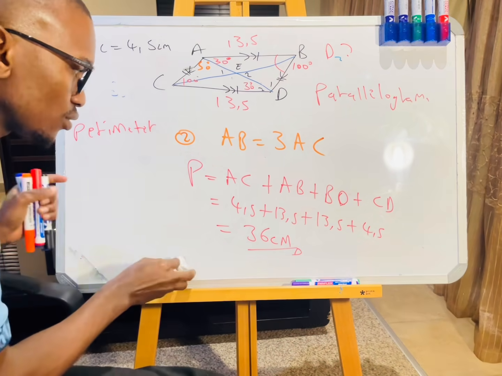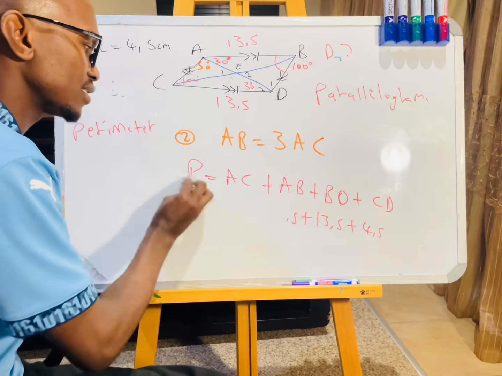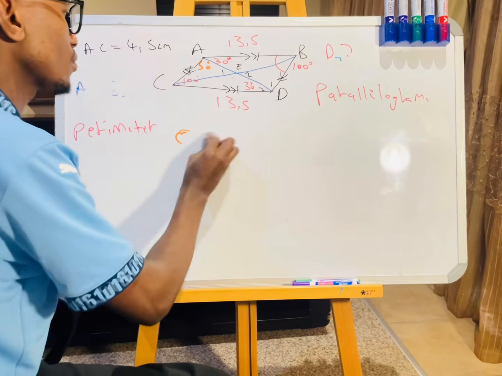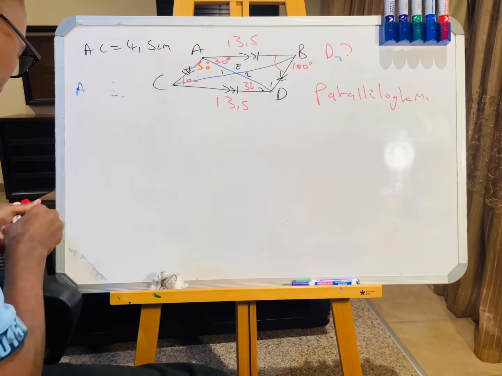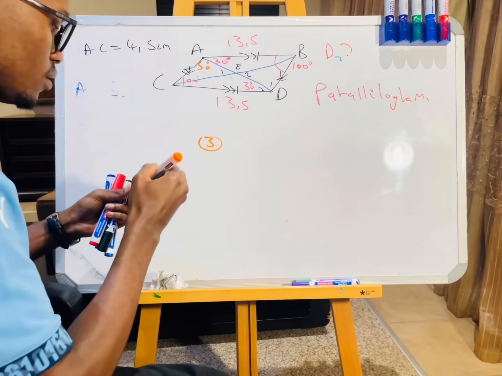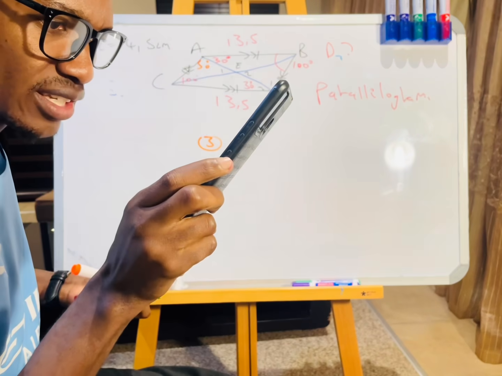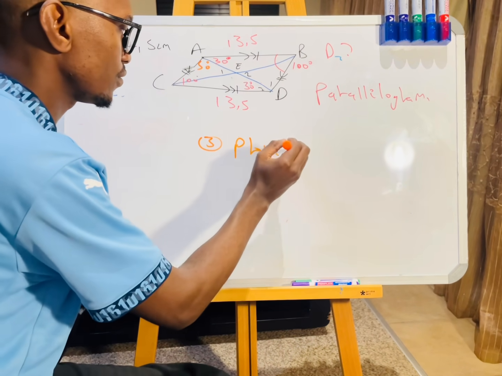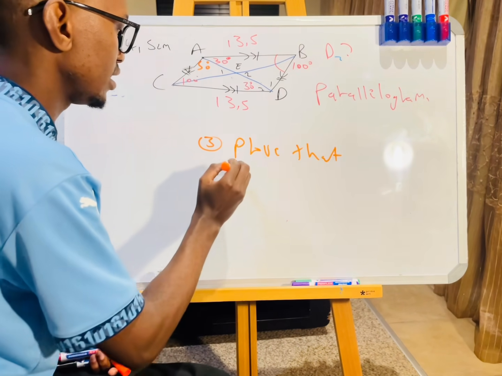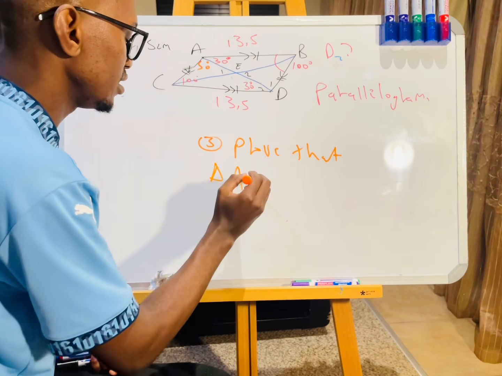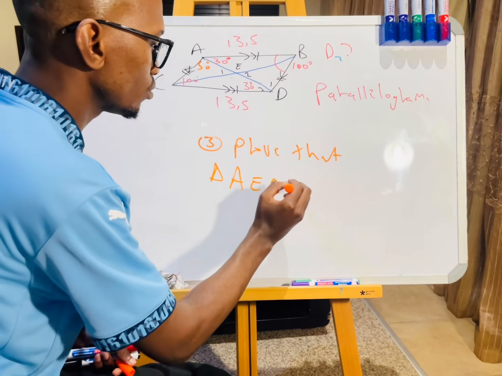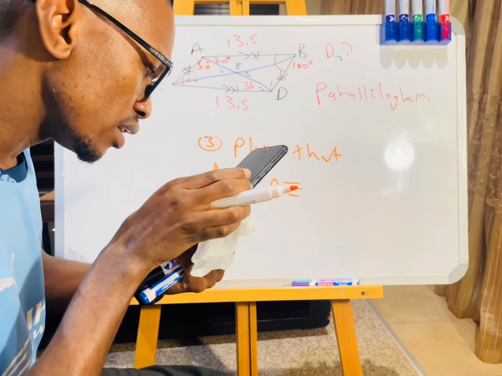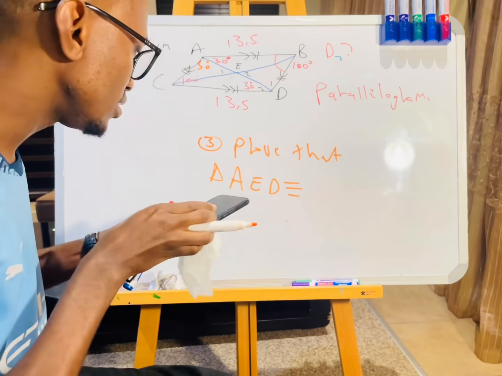In case they ask you guys to find this guy, maybe it becomes the third question. Let me check, because I feel like I saw it. It says prove that triangle AED is congruent to CEB.